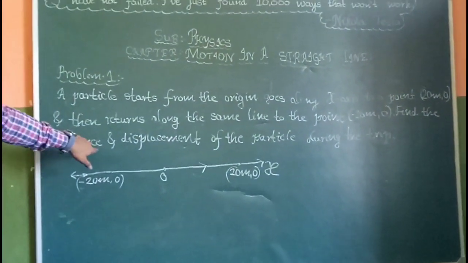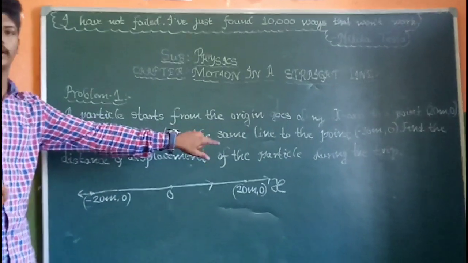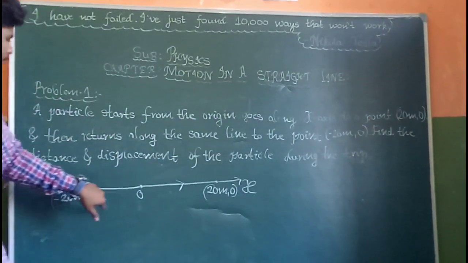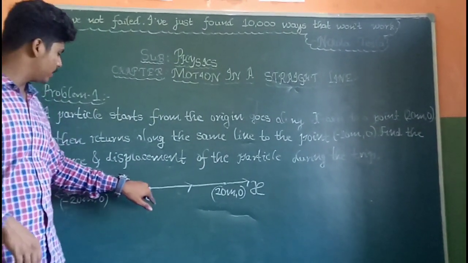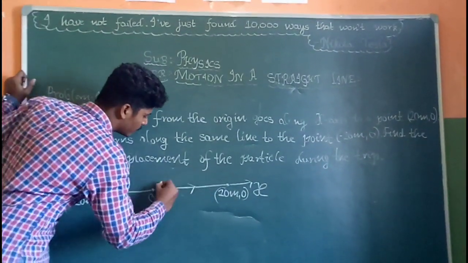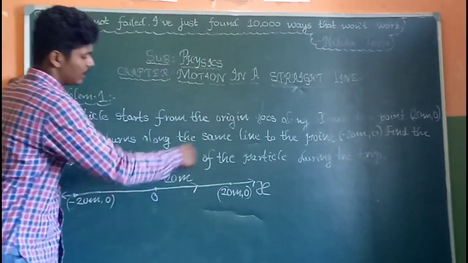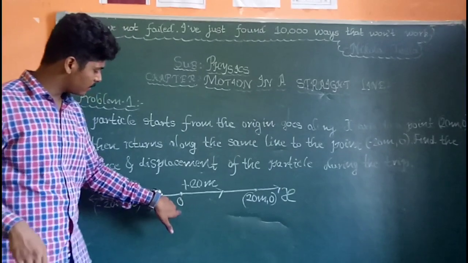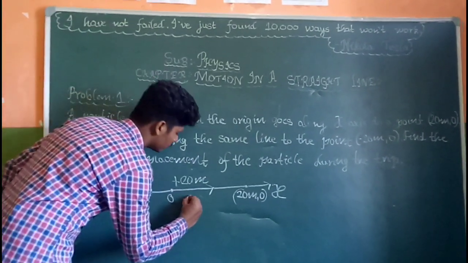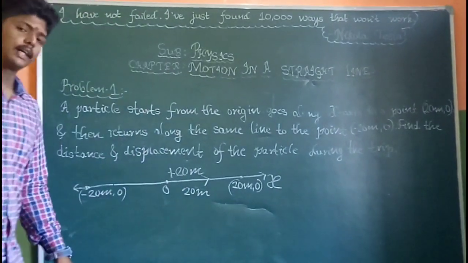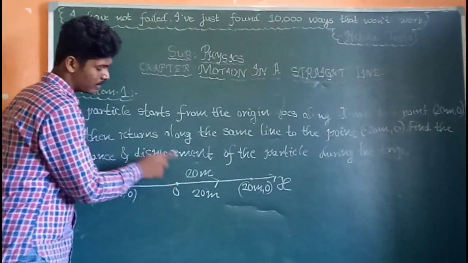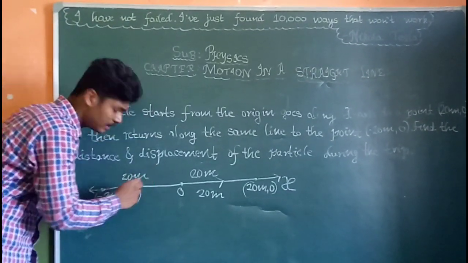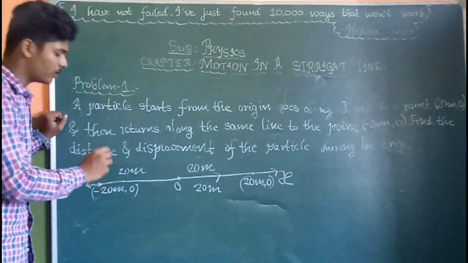The question is to find the distance and displacement of the particle during the trip. The distance is the sum of the lengths covered by the particle. It has covered 20 meters towards the positive x-axis, that is plus 20 meters. It has covered again 20 meters. While calculating distance, forget all plus and minus symbols. It again travels 20 meters. So distance is the sum of these three, which is 60 meters.